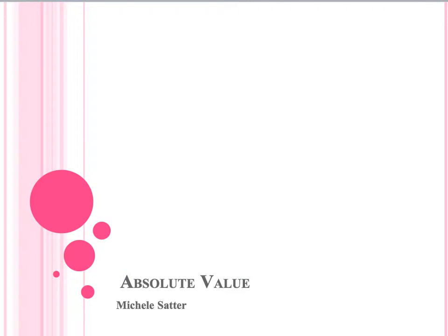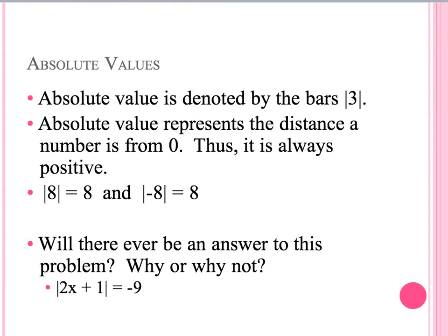We are going to talk about absolute values now. Absolute values get their names by denoting them with these bars. Absolute values represent the distance a number is away from 0. Thus, it is always positive. So when we have an absolute value of 8, the answer will always equal 8. If we have the absolute value of -8, our answer will again always equal 8.